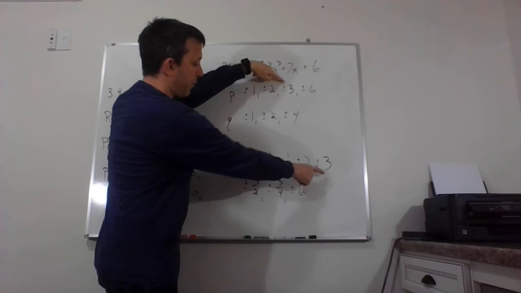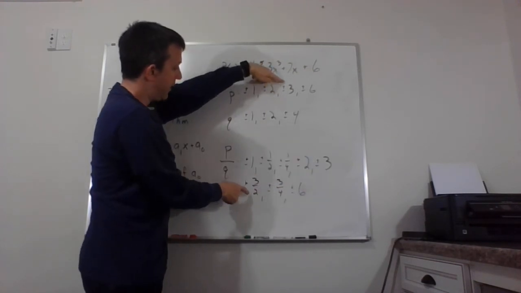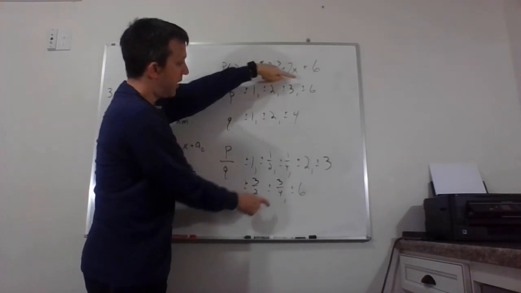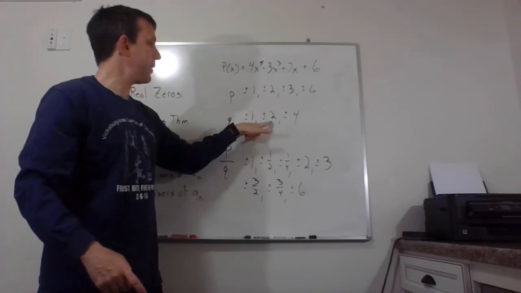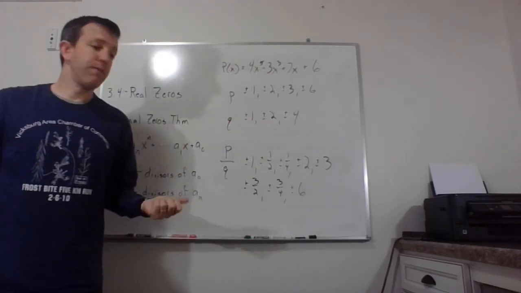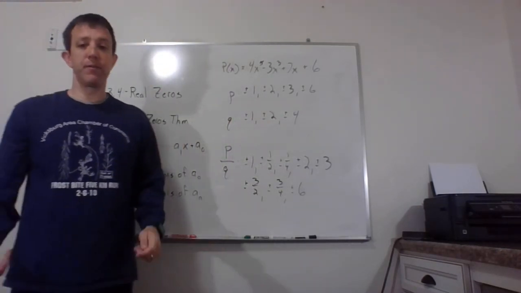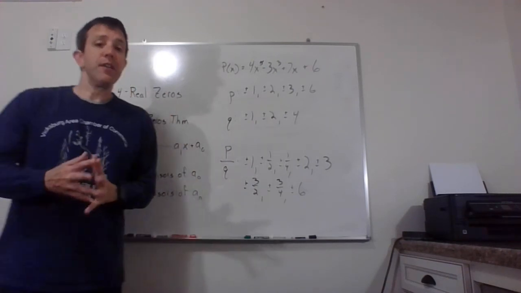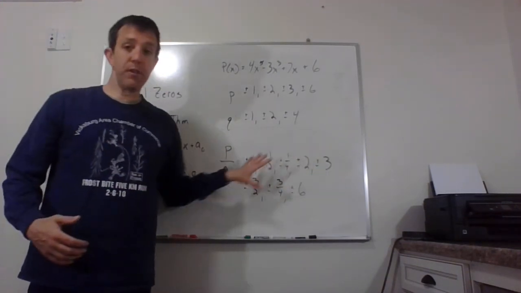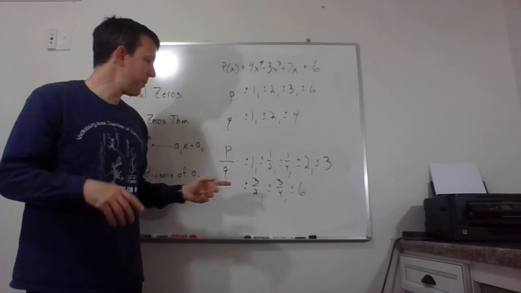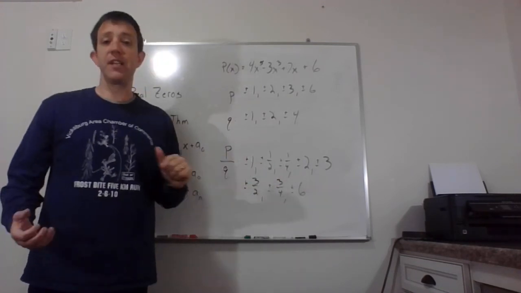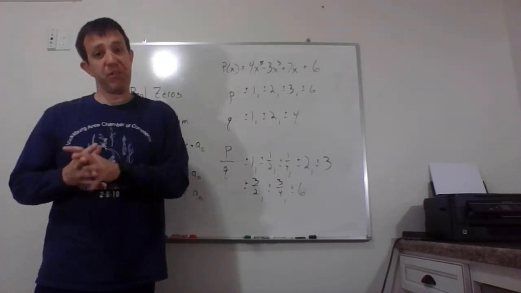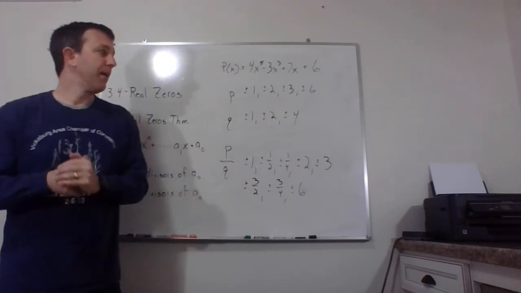Then I have 3 over 1, which is just 3, 3 halves and 3 quarters, and then when I get to 6, I get 6, but again 6 over 2 is 3, and 6 over 4 reduces down to 3 halves, so I don't need those on my list. And that's it. So this is a list of potential nice zeros, and I know some of you are like, wait a second, 3 quarters? That's not a nice zero. Yeah, trust me, it could be a lot worse, and we'll see that.